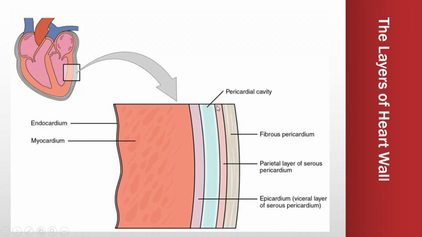So the first layer, parietal pericardium. Parietal layer: as you can see, this is the fibrous pericardium, and this is the parietal layer. The parietal layer, as you can see, is firmly fused with the fibrous pericardium. And on this side, this is the epicardium or the visceral layer of the serous pericardium. As we discussed, these two enclose the pericardial cavity. This right here is the pericardial cavity containing the serous fluid or lubricating fluid.